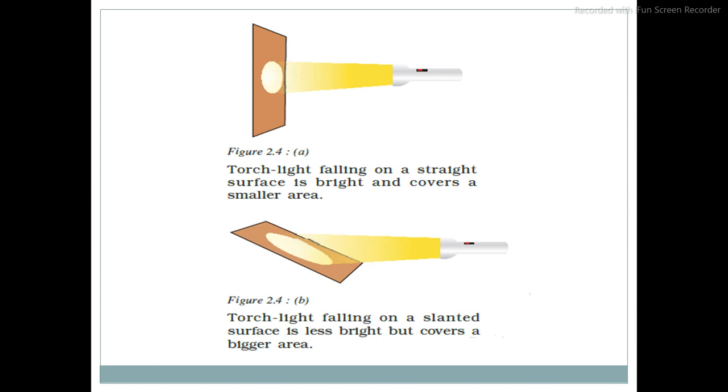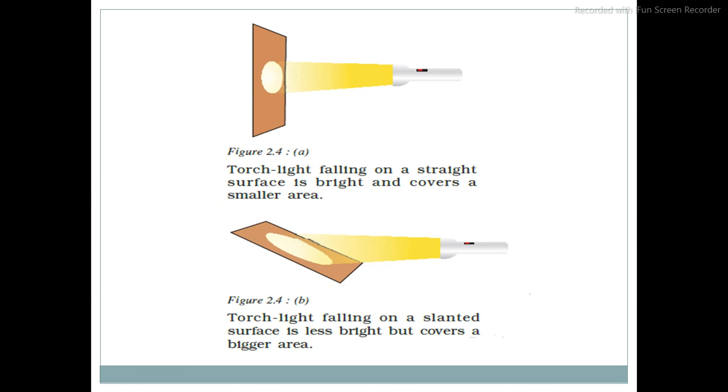Next, this diagram, figure number 2.4a and 2.4b, both you have to draw in the notebook, right? By this you can understand how the sun rays are reaching. Figure number 2.4a and 2.4b. This is also your homework.